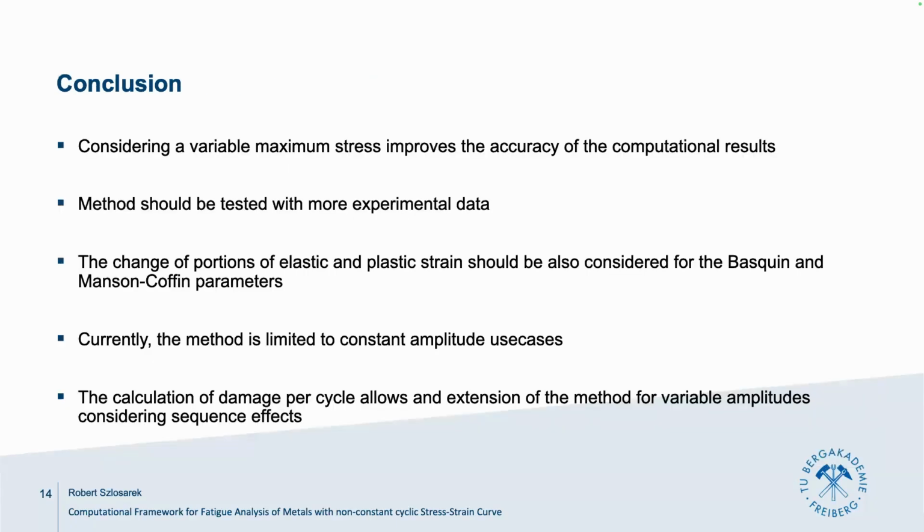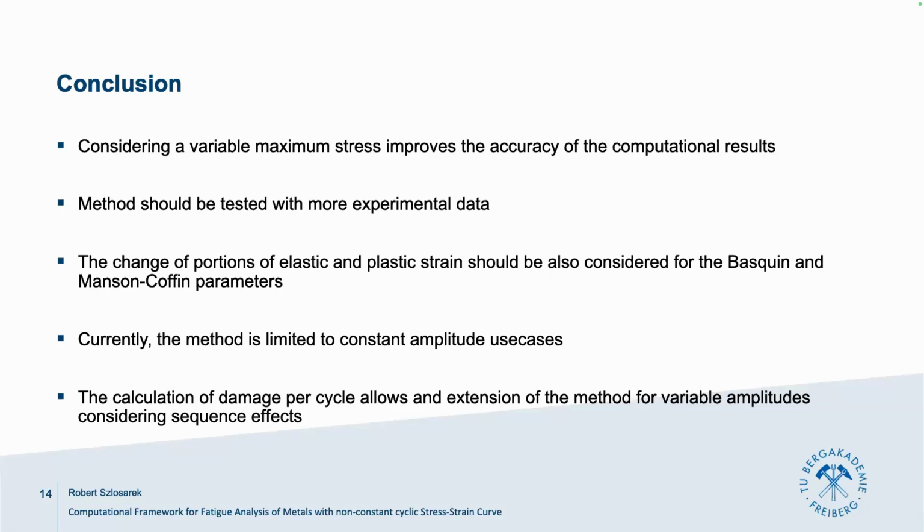Finally, I'd like to conclude: considering this variable stress amplitude improves the accuracy. What is open? We do not just have to adapt the Ramberg-Osgood curve. I would say we also have to consider the Basquin and Manson-Coffin parameters. They also change, since our hysteresis loop changes all the time. I am working on that. I have an approach, but I think it is not ready for publication.